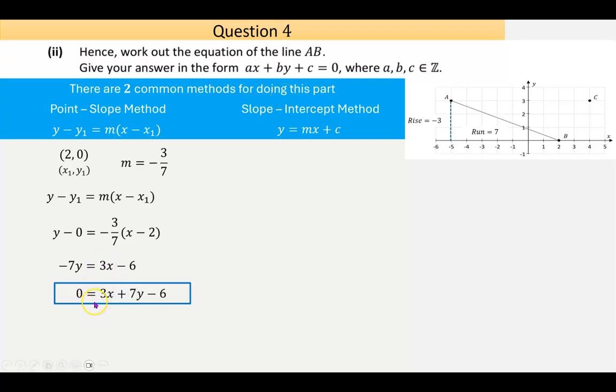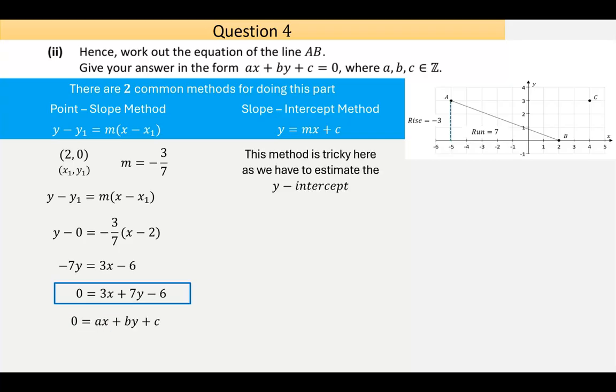I've done that here. Now, it looks kind of weird because the 0 is on the other side, but that's the exact same thing. Okay, left side equals right side. I could rewrite it if I want, as long as I don't make a mistake copying it across. Now, with the slope-intercept method, okay, it's a little trickier because we don't actually know what the y-intercept is.